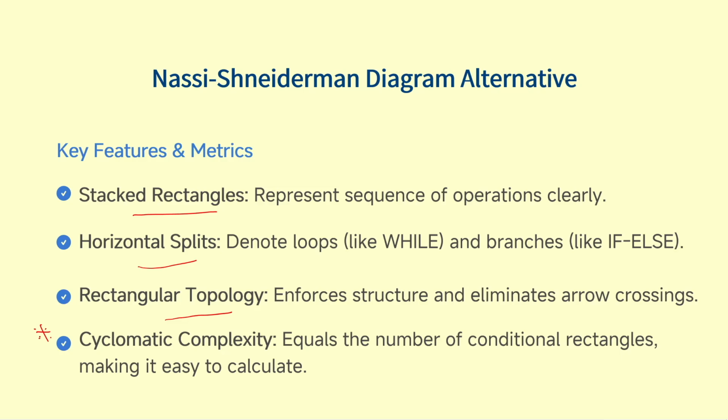With respect to cyclomatic complexity, in this NS diagram the number of condition rectangles helps us calculate the computational complexity. The number of rectangles is going to be the complexity, that is, the cyclomatic complexity.